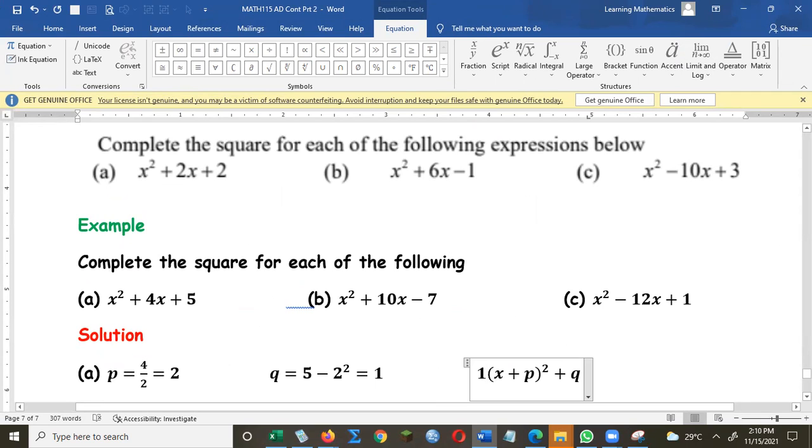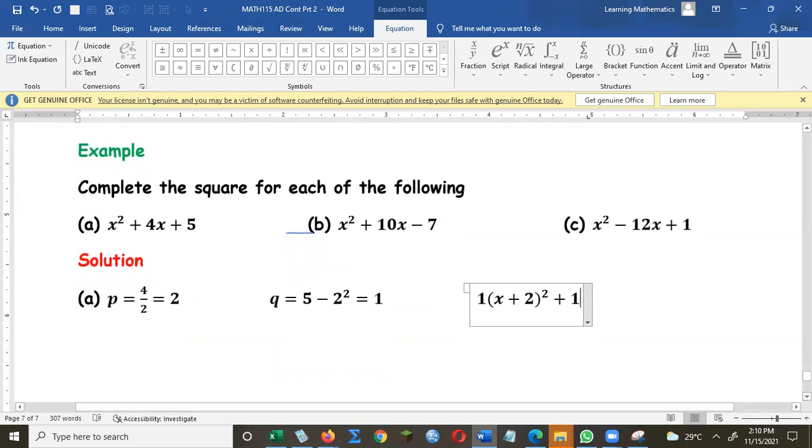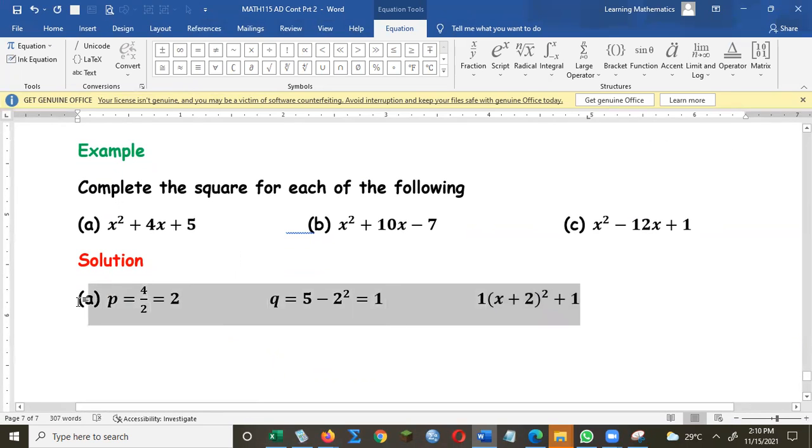Say that again. Exactly. X plus 2 squared, don't forget the square, plus 1, and that's the answer. All right, we have completed our first square for this course. I think it was very well done compared to chalk and board, trust me.